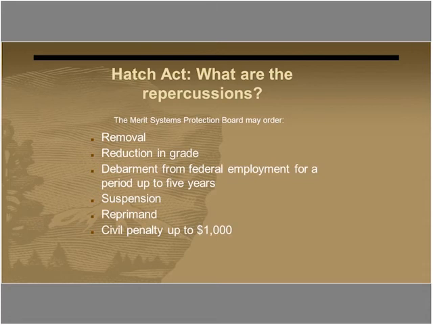So we covered the basics of the off-duty 24/7 restrictions and the on-duty in the workplace restrictions. So what are some of the repercussions if an employee is deemed to have violated the Hatch Act? So the Merit Systems Protection Board may order in response to a violation of the Hatch Act removal, reduction in grade, a debarment from federal employment for a period of up to 5 years, suspension, reprimand, or civil penalty up to $1,000.